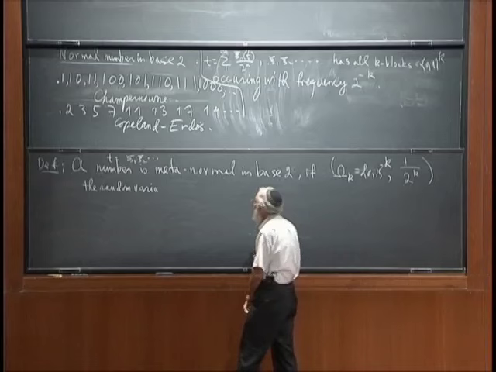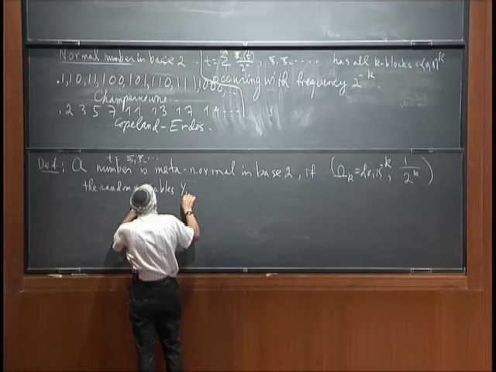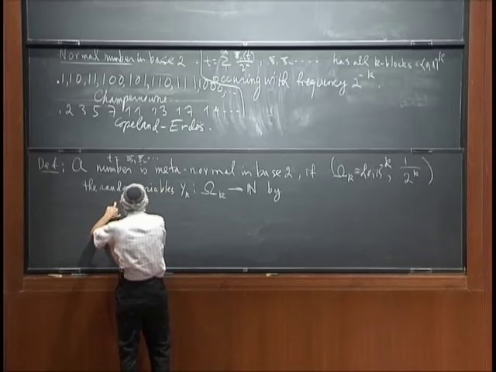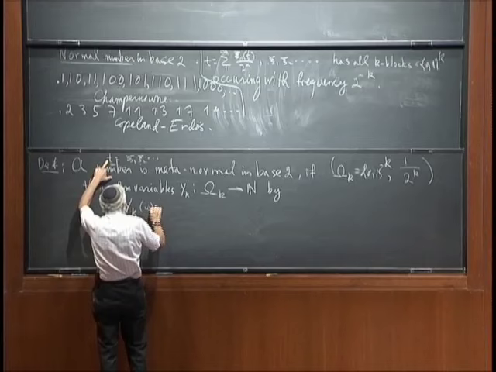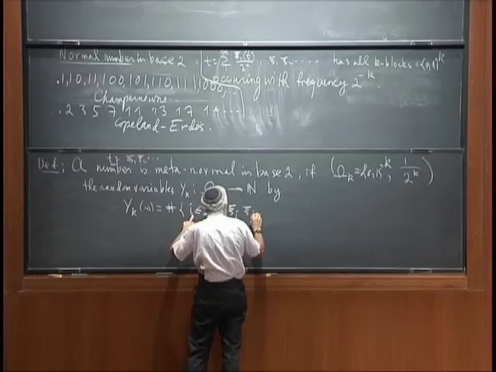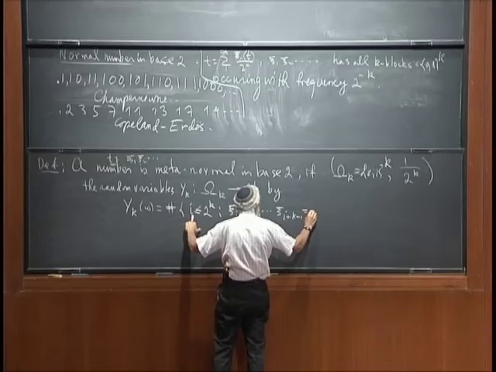Now, I define the random variables y sub k on omega k by y sub k. Remember t is fixed. y sub k of omega is the number of indices up to 2 to the k such that xi sub i plus 1, up to xi sub i plus k minus 1, equals omega.